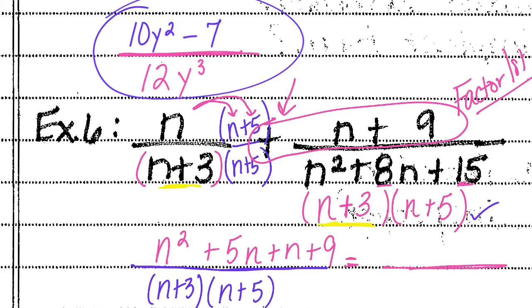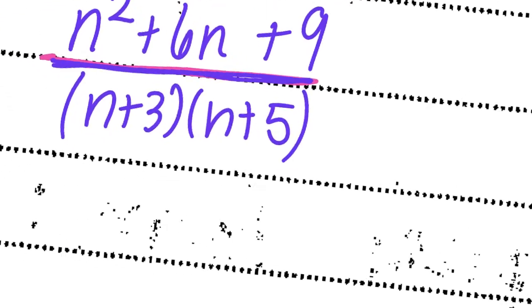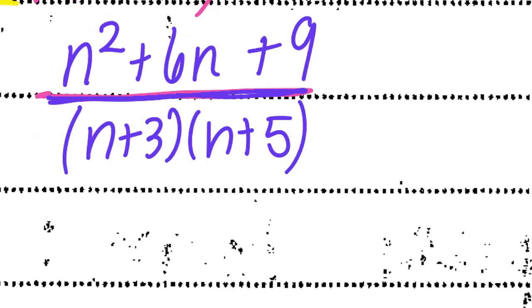So we have to find our final answer. I'm actually going to write it in purple. On the bottom, I still have n plus 3, n plus 5, and on the top, it looks like I have n squared, 5n and n add up to be 6n, and 9. Now, what do you think has to happen? Do you think I'm finished? I'd like to say, wow, we're done, but guess what? We're not. Because most of you know that the factors of 9 that add up to be 6 are going to be 3 and 3. So this can continue. So we always have to watch for it. Sometimes it doesn't happen, but sometimes it does. So remember that this can continue to factor.